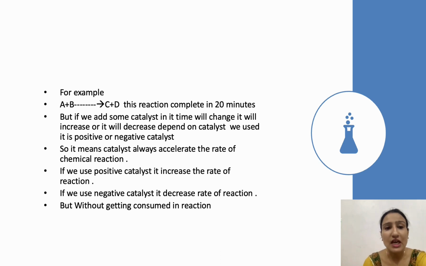Whether it increases the rate of reaction or decreases the rate of reaction depends totally on the type of catalyst. If we use a positive catalyst, it increases the rate of a reaction. And if we use a negative catalyst, it decreases the rate of reaction, but without getting consumed in the reaction. So we discuss here the two types of catalyst, positive catalyst and negative catalyst. A positive catalyst always increases the rate of reaction and a negative catalyst always decreases the rate of reaction, but the point to memorize is, without getting consumed in the reaction.